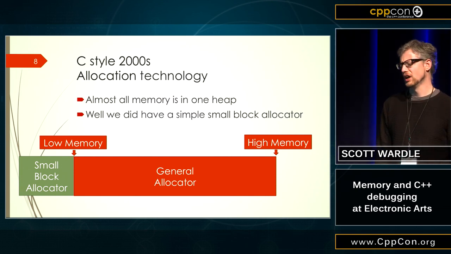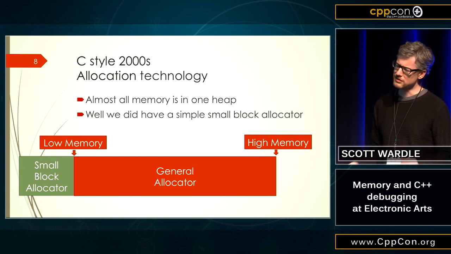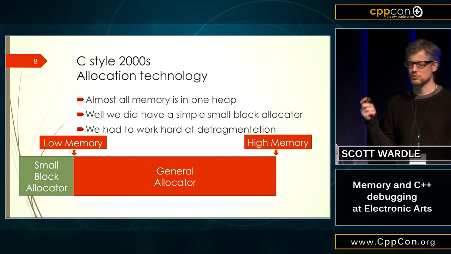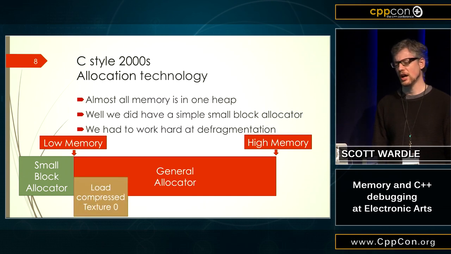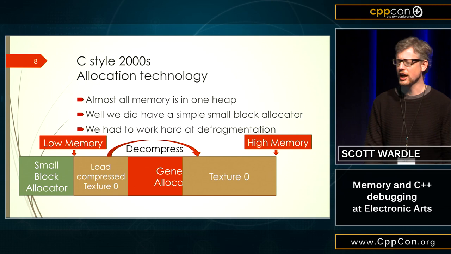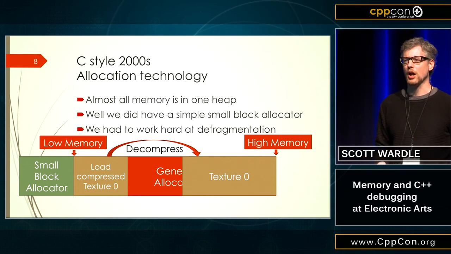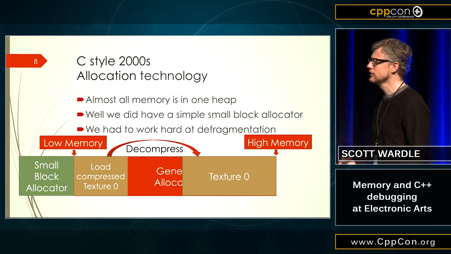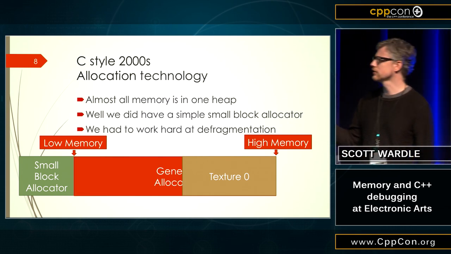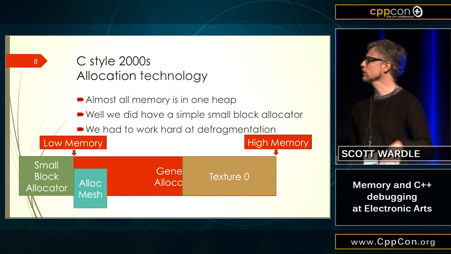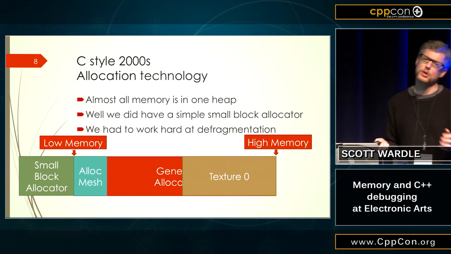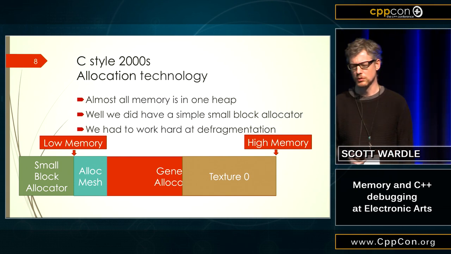We did have a small block allocator, and this wasn't quite used everywhere, but pretty close. And we had to work really hard at fragmentation. And we thought this was the height of technology at the time. You would load compressed blocks in the bottom of RAM and then decompress them and put them in the top of RAM, and that's what we would use those flags for, is for doing things like this. And you ping-pong things back and forth to get rid of all of the fragmentation. And this worked pretty well as long as you only had one CPU.